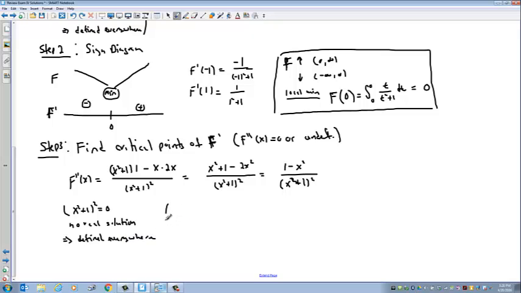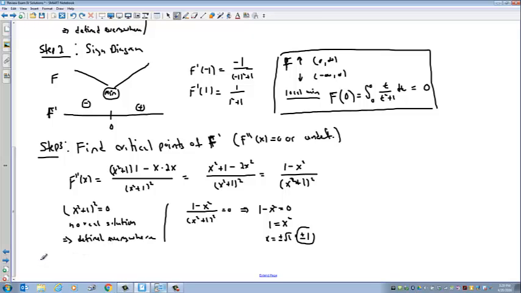And then when you set this equal to 0, so let's set this equal to 0, 1 minus x squared divided by x squared plus 1 quantity squared equal to 0. We multiply by the denominator to clear denominators, and it goes away on both sides because 0 times anything is 0. And so this implies that 1 minus x squared must be equal to 0. And then we add x squared to both sides. So we get 1 equals x squared. Take the square root, so x is equal to plus or minus the square root of 1, which equals plus or minus 1. So those are my two critical points for f prime.